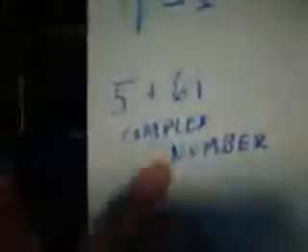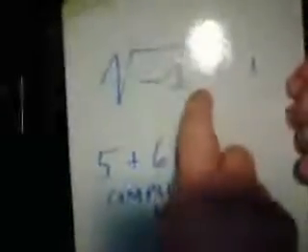But look at this equation right down here. We have 5 plus 6i. So that is 6 times the square root of -1. Now, if you have an equation like this, you have something called a complex number. It doesn't matter what 5 plus 6i is, the point is it's called a complex number. And that's what a complex number is.